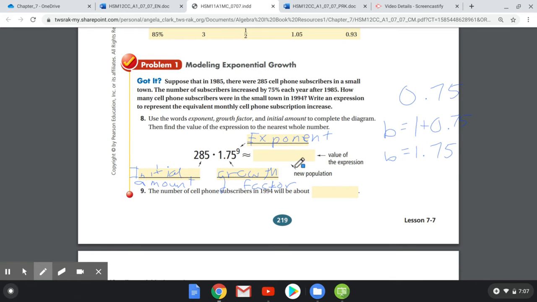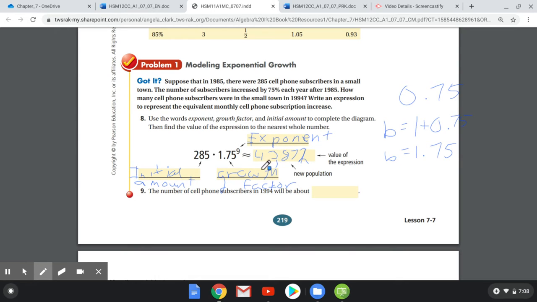So this value that we're finding is the number of people who have cell phone subscriptions in 1994 in this town. So we would put this into the calculator and we get 43,871.9. That is what the calculator gives us.